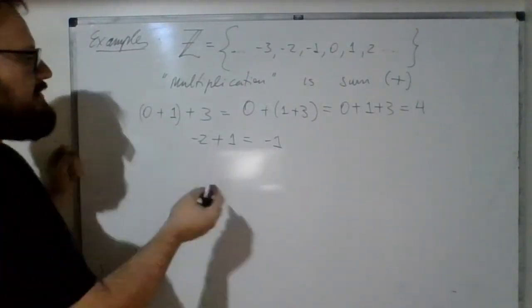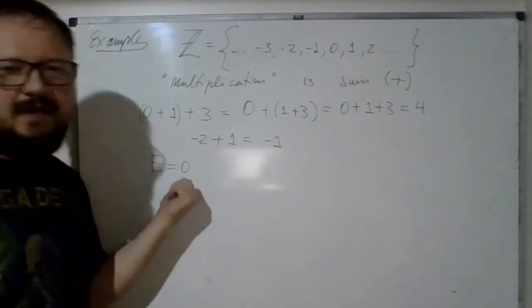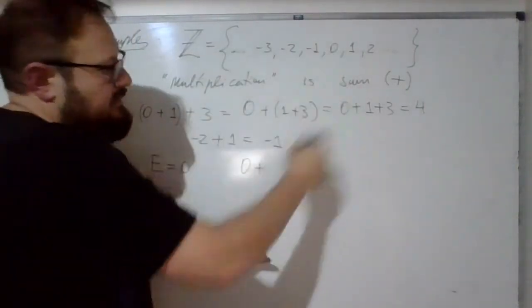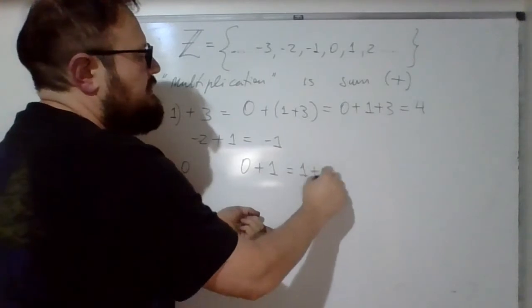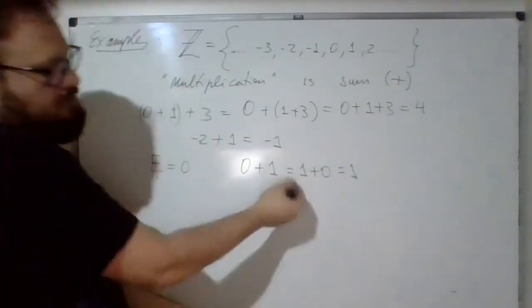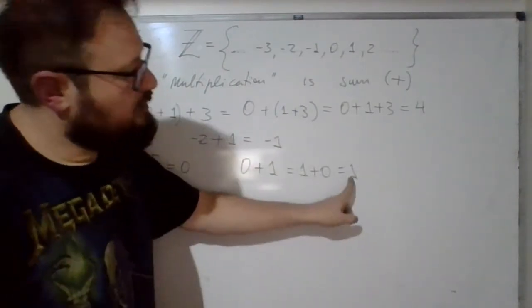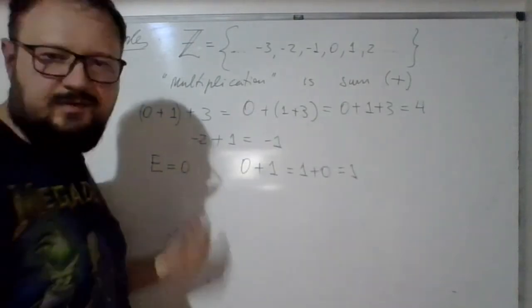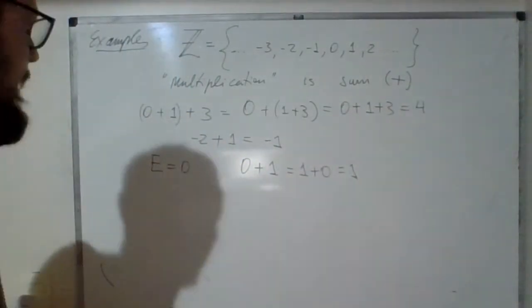And also there is an identity element, which is 0, all right? The identity is 0 because 0 plus any other integer, suppose plus 1, is equal to 1 plus 0, which is 1. And you can plug in any other element of the group, and it will produce that element. So 0 plus 0 is 0, all right? So the identity times the identity is the identity, all right?